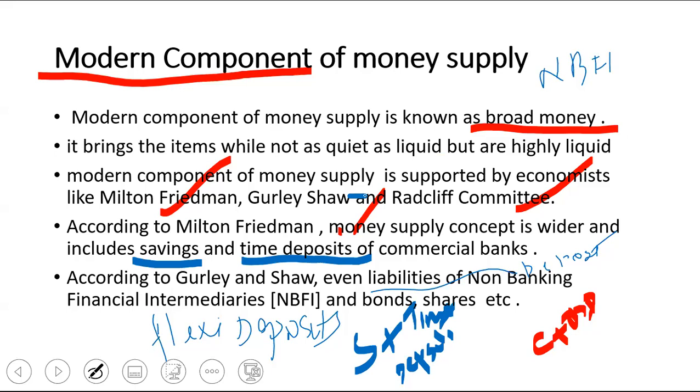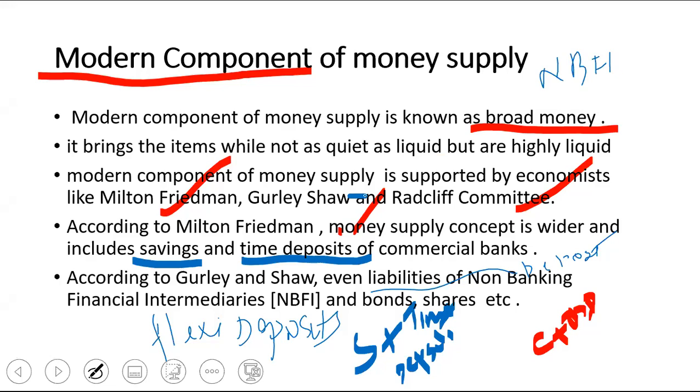Who are the people who have introduced the concept of smart money, or the modern money? Tell me, who has introduced this concept? Who are the economists in modern money supply, children? Milton Friedman. Then who? Gurley and Shaw and the Radcliffe Committee. That is a committee. They are all post-Keynesians. Milton Friedman got the Nobel Prize for economics; he is so popular. So what did Milton Friedman say? Money supply includes two things. What are they?